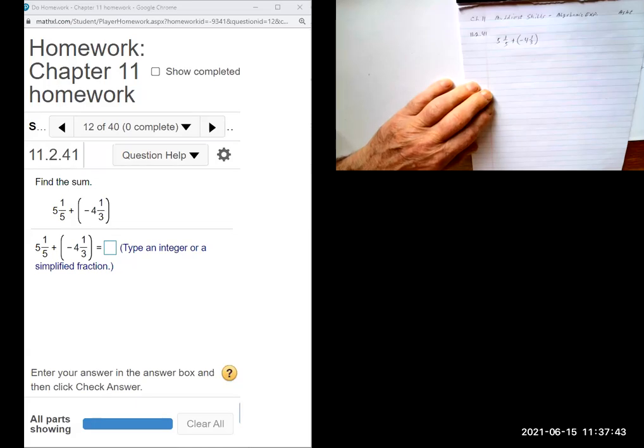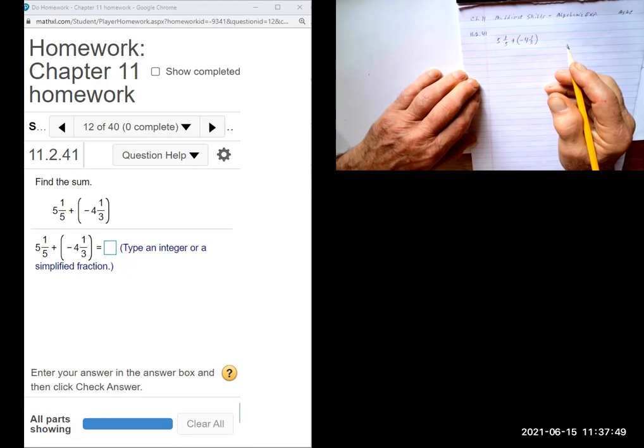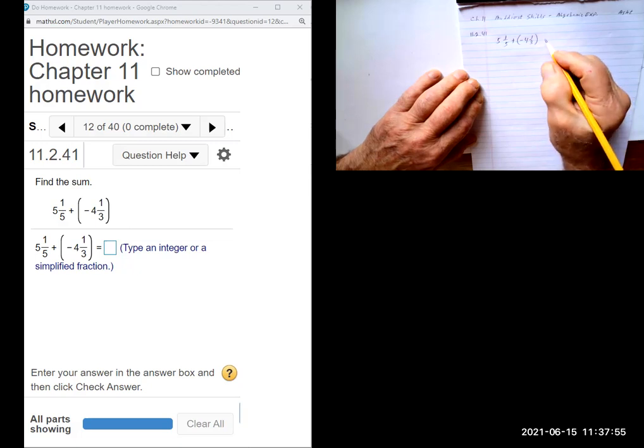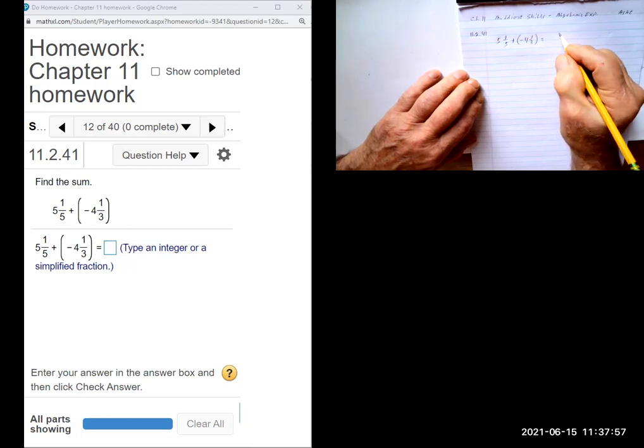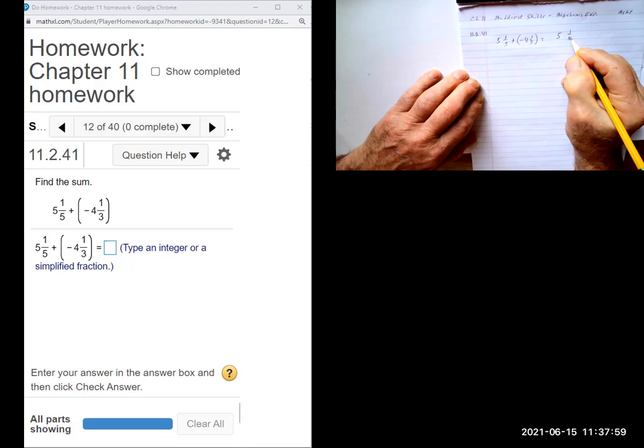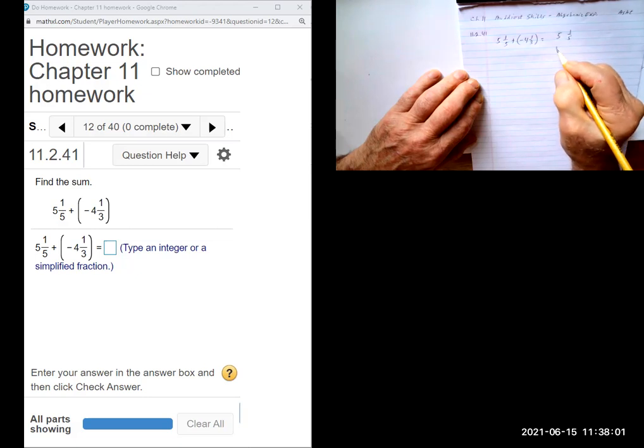In this problem, we're asked to add two mixed numbers. I prefer to do the addition of mixed numbers in a vertical format, so I work with whole numbers separately from the fractions. I find it easier. So I'm going to write this as 5 and a fifth. Underneath it, I'm going to put 4 and a third.